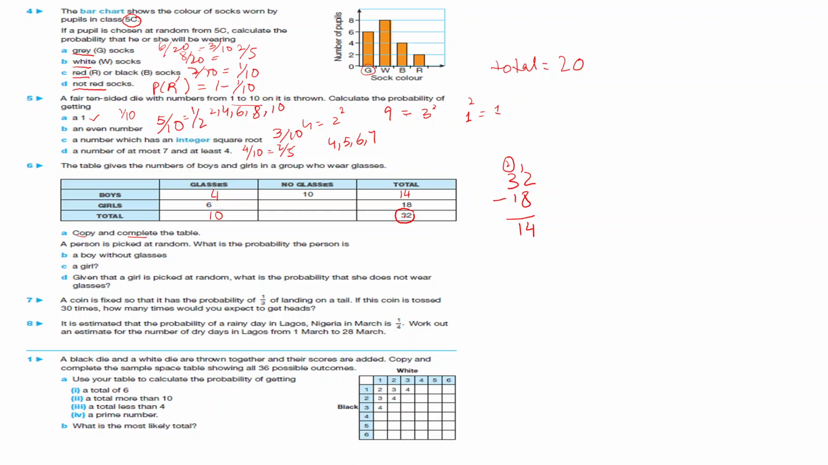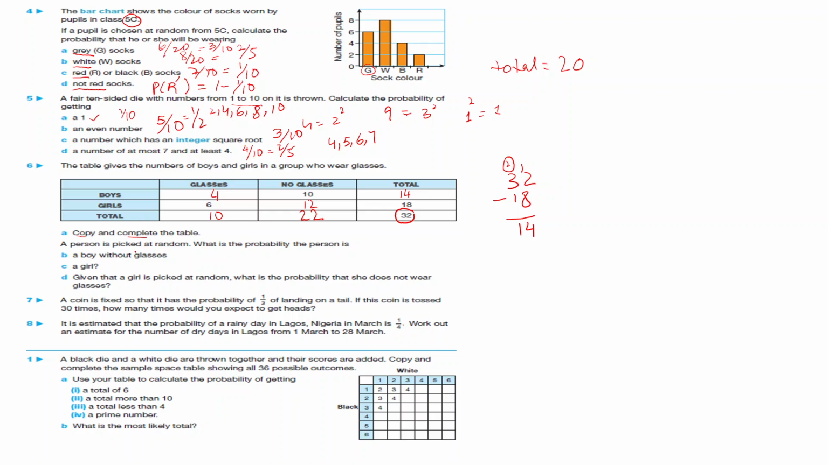If there are a total of 32 students, how many students should have no glasses? Because 32 minus 10 should give you the answer for the students with no glasses. So 32 minus 10 is 22. And if we have this 22 here and 10 students are boys, the remaining students are girls. So 22 minus 10 is 12. So this is how we completed this whole table.